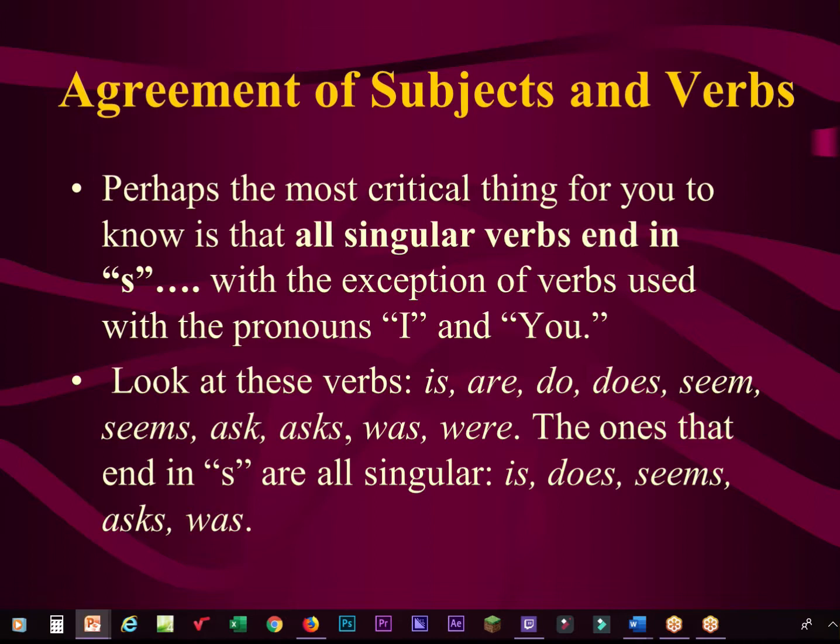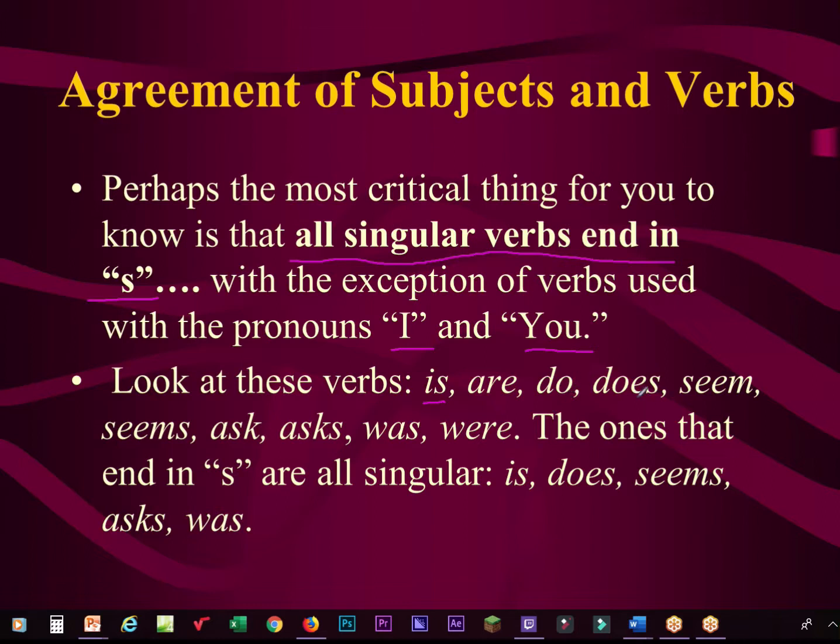So one of the things that we want to do is to remember that, and I've got that here. All singular verbs end in S. Now I say all with the exception of words that deal with the pronouns I and you. And then we have some of these verbs. I just want you to look at these for a moment. You have is, that ends in S, which is singular. You could have said he is. We have are, that does not end in S, and you can say they are.